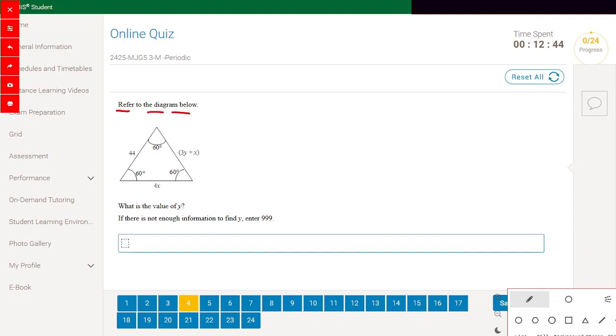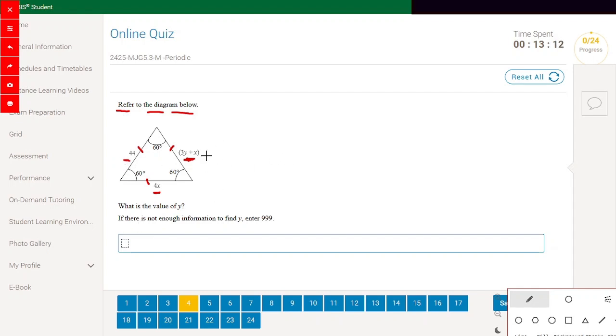Refer to the diagram below. I have here that in this triangle, all angles are 60, equal to 60. This 60, 60, 60 triangle, so all sides also will be equal. Okay, here it is asking what is the value of y. I have here 3y plus x, this is 4x, and this is 44.